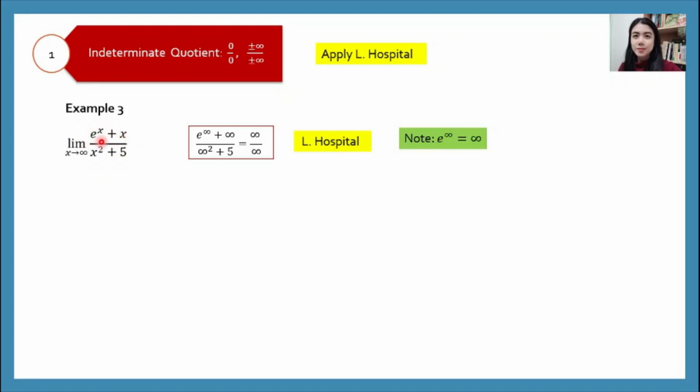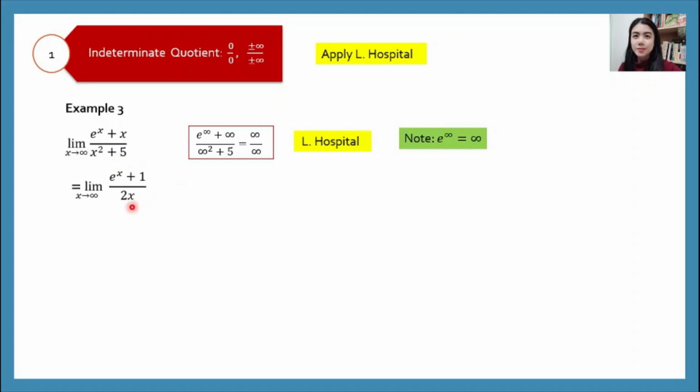So e^x, you differentiate, you have e^x also, and this one will give you 1. And how about the denominator? Denominator, if you differentiate, you have 2x. This is actually 0. So then we have the next line.